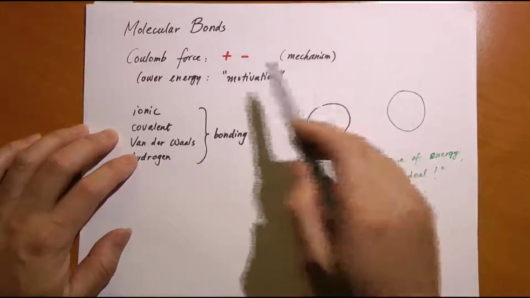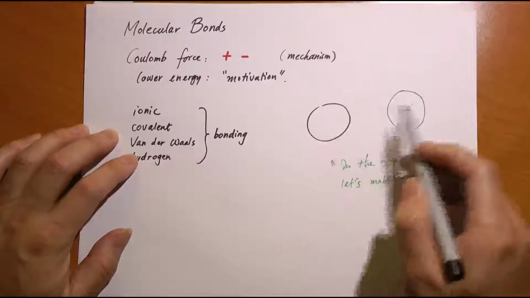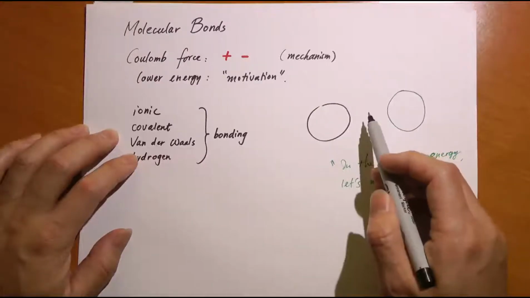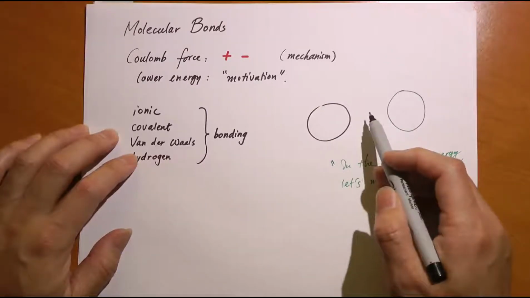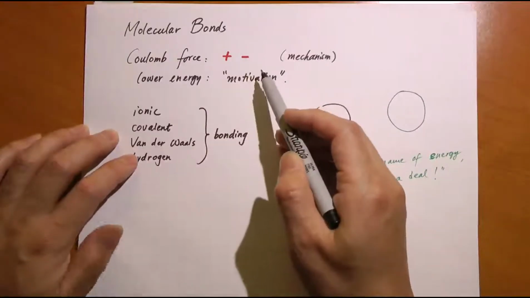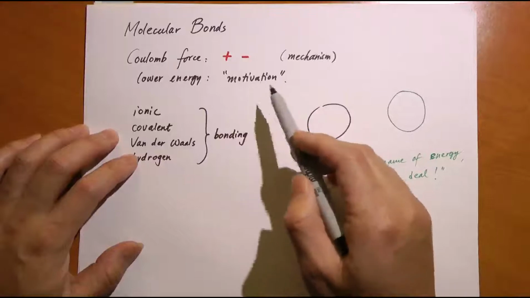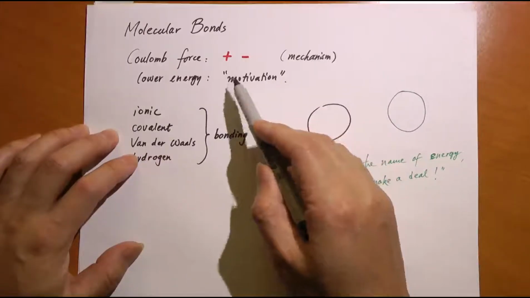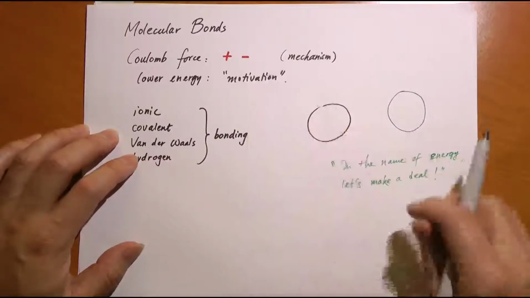And why do they bond? Why do different atoms bond together to form a molecule? Well, regardless of the bonding mechanism, that is how they actually do it, the goal is the same. And that is, they want to lower the total energy of the system. That is the so-called motivation for the bonding to even exist.